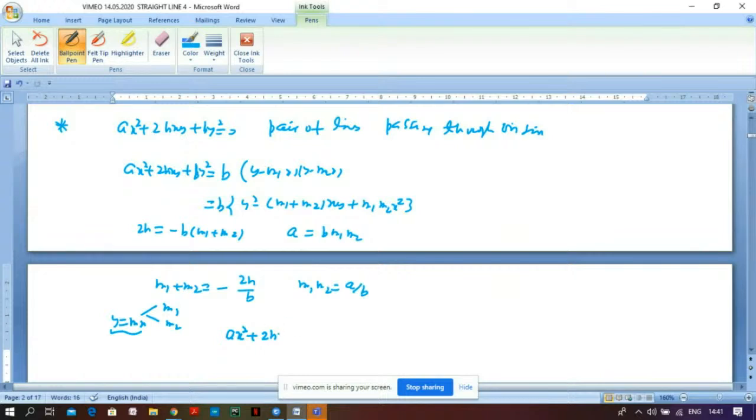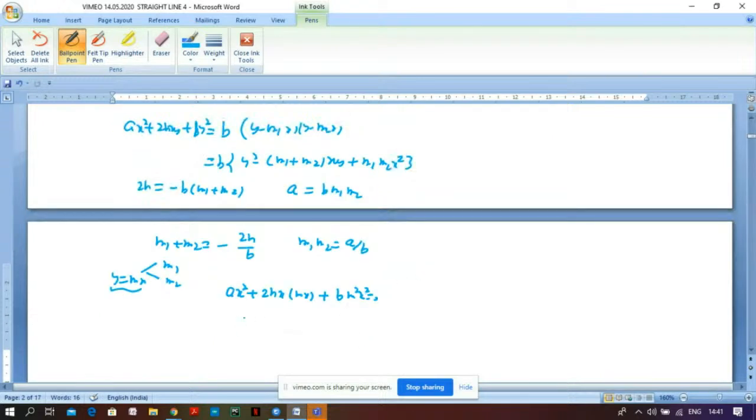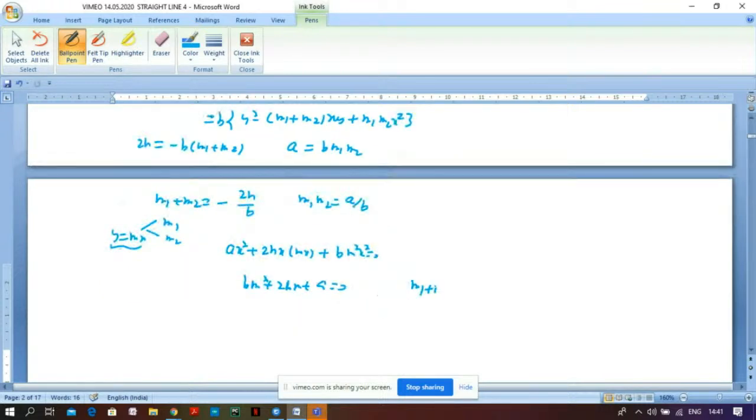So I will get 2h x times mx plus b times m squared x squared is 0. As x is not always 0, this gives bm squared plus 2hm plus a is 0. And because m has two values, by Vieta's relation between roots and coefficients, m1 plus m2 equals negative 2h over b, and m1 m2 equals a over b. So we are getting the product of slopes and the sum of slopes. These are fundamental equations we'll always use.